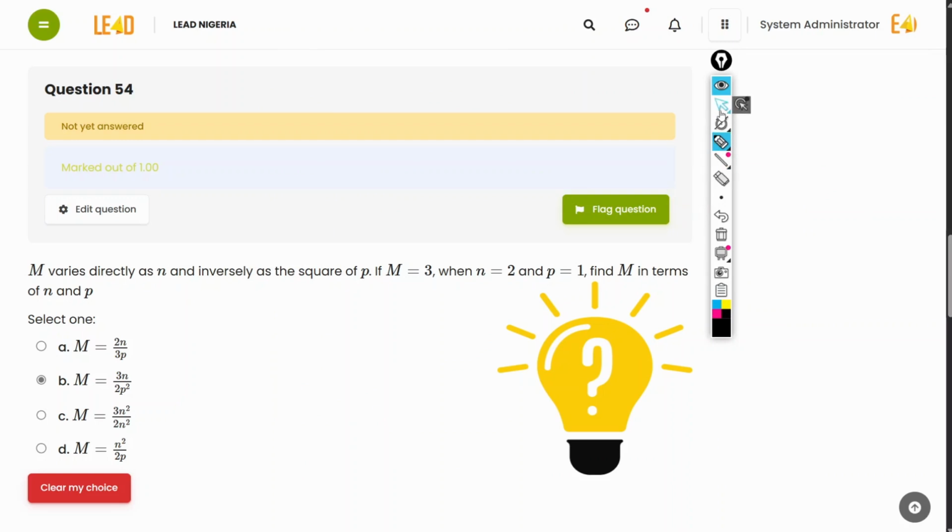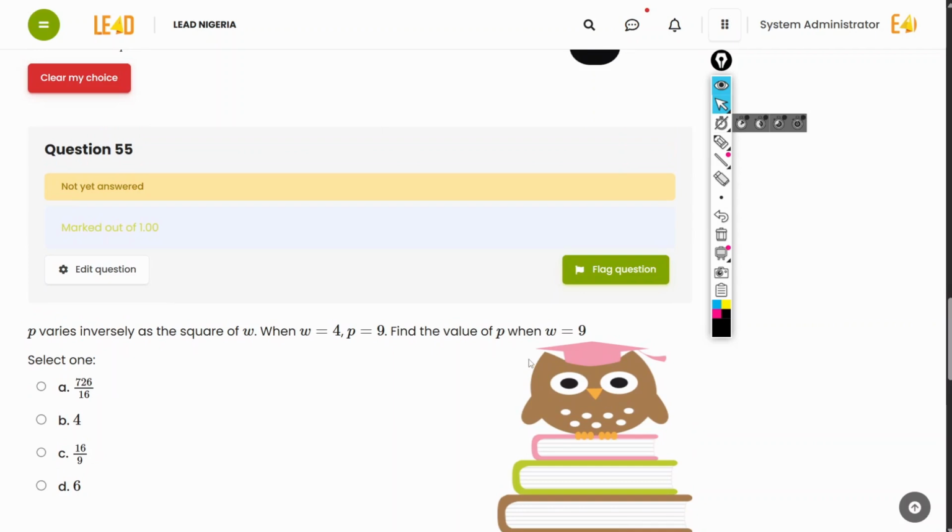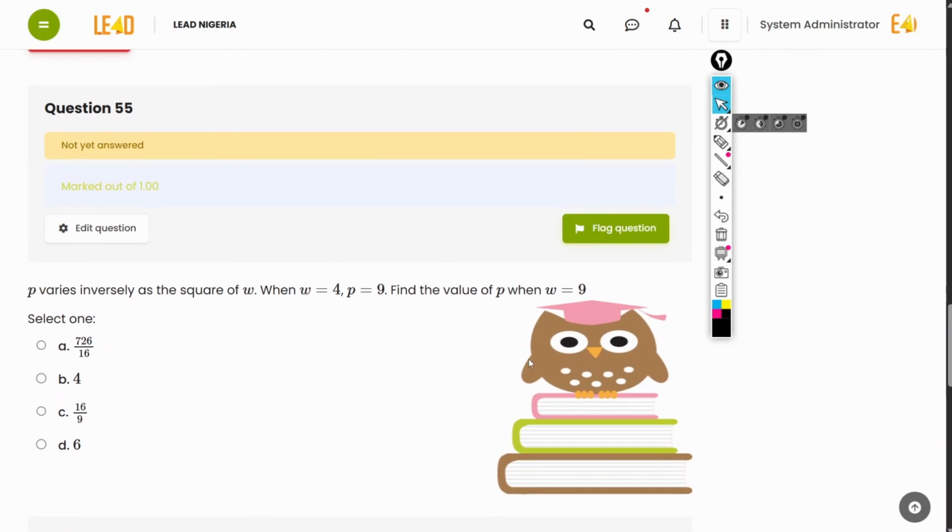So 55 says p varies inversely as the square of w. Alright, so let's set that up. That would mean p varies inversely as the square of w. Okay, I can introduce a constant of proportionality, k. That would mean p is equal to k times what? 1 over w squared.